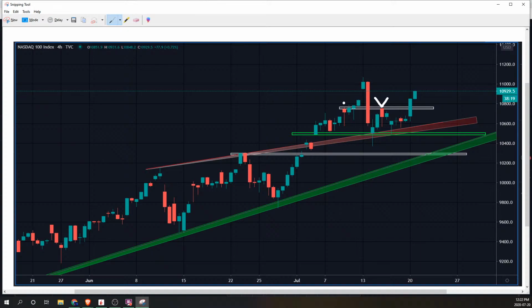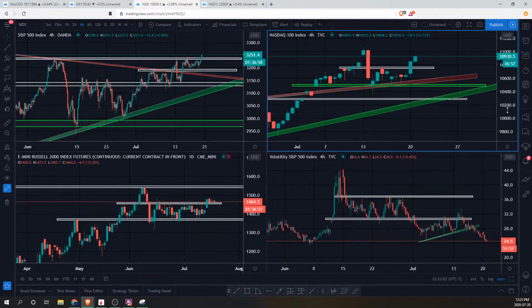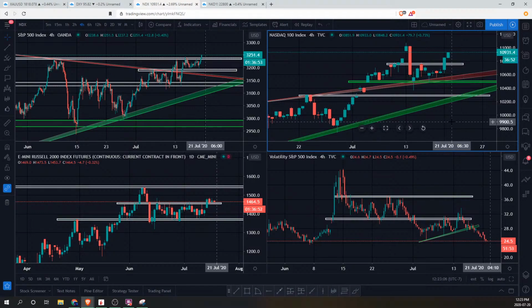We broke this previous resistance right here, and we could hold for a new level of support, but we do see higher lows coming in, a squeeze, a breakout from that squeeze to the upside, making a bullish impulse push. So the overall momentum on the NASDAQ in line with the S&P is to the upside. So the overall risk sentiment is going to be a risk on sentiment for this upcoming week.